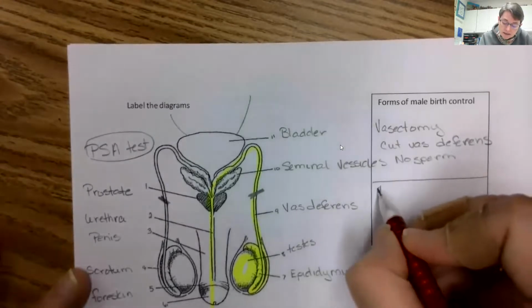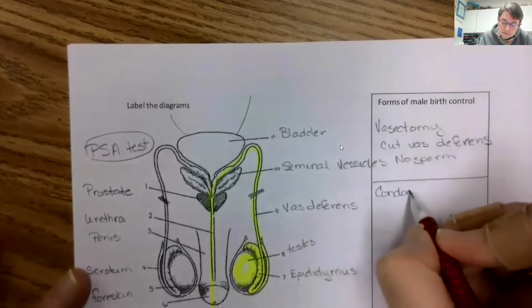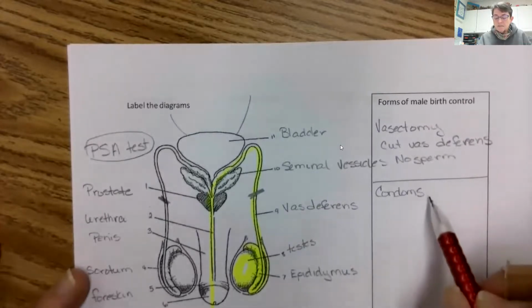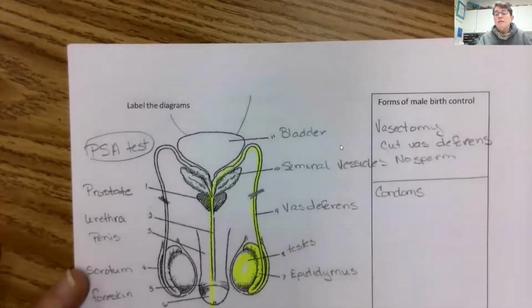Another common one is condoms. Those are probably the 2 most common ones for male birth control. Condoms are good because they're the only thing that will, other than abstinence, protect from STIs, sexually transmitted infections.